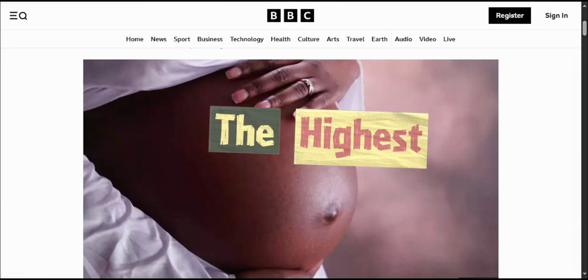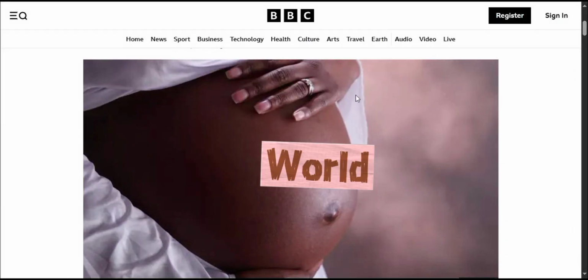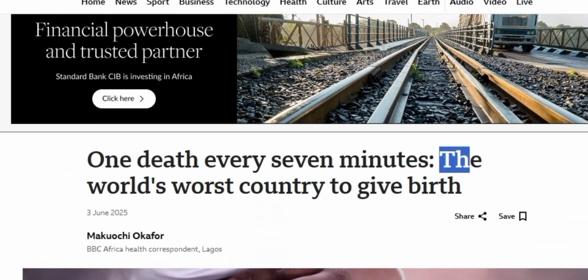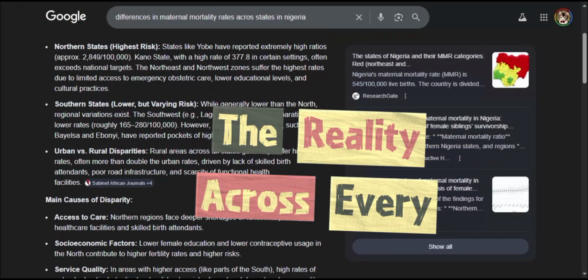Nigeria has one of the highest numbers of maternal deaths in the world. A BBC report once called it the world's worst country to give birth. But this is not the reality across every part of the country.